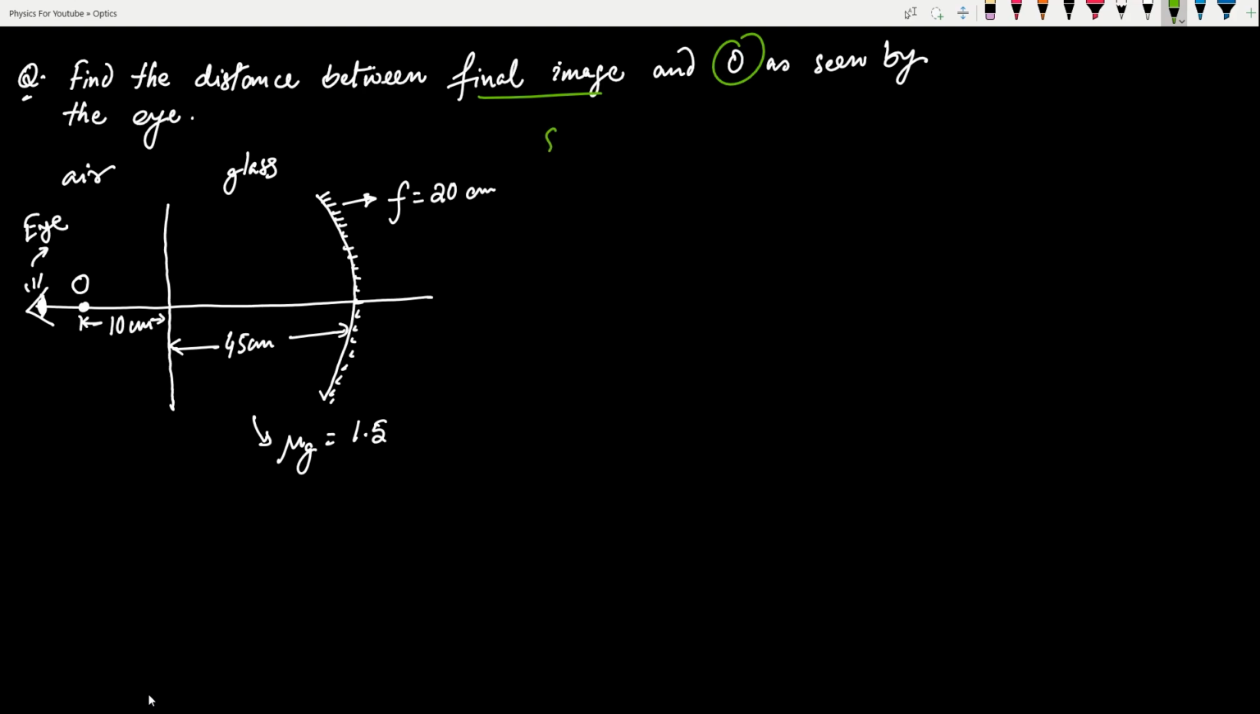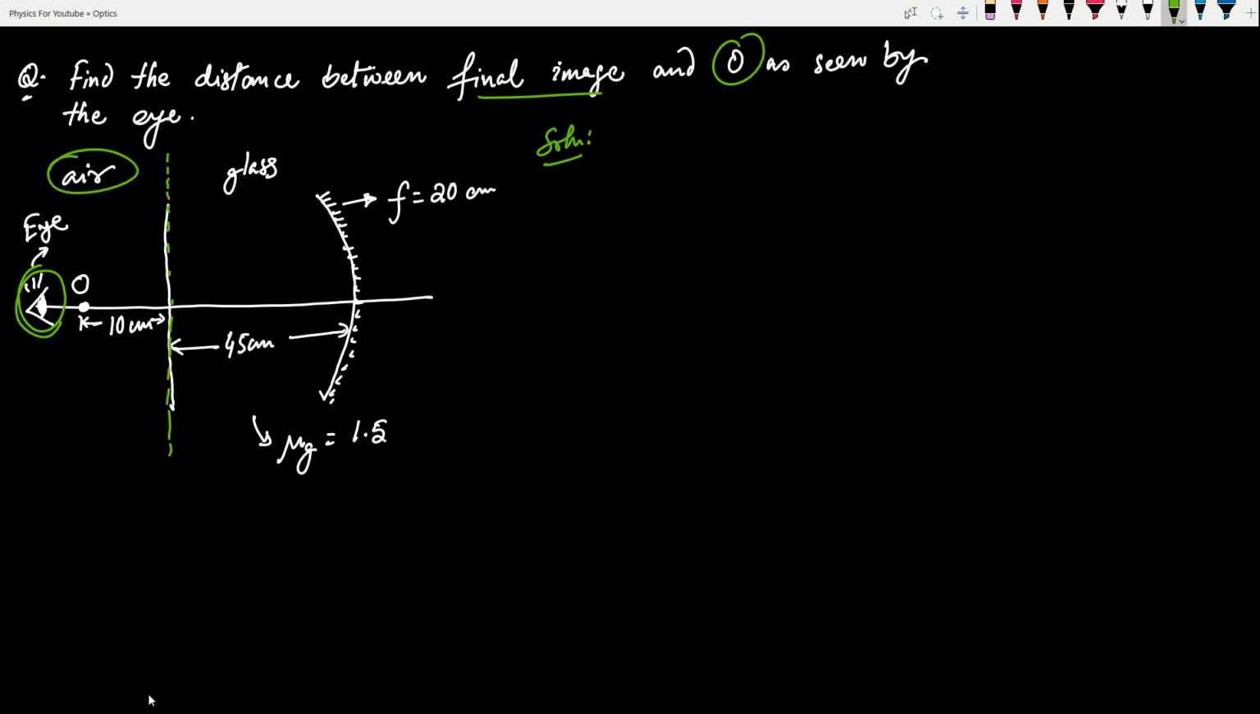So this is a bit tricky, but we have all the concepts that are required to solve this question. So let's understand. This is medium 1, which is air, and this is the interface between medium 1 and medium 2, and this is the second medium, that is glass, having a refractive index of 1.5 as it is shown here. And this is the mirror having a focal length, as you can see, of 20 centimeter. So how to solve this kind of question? Now we are observing from this position. So this is our eye.